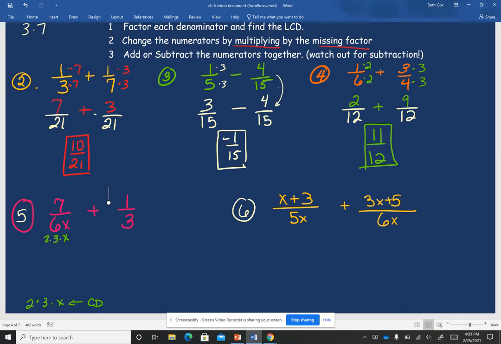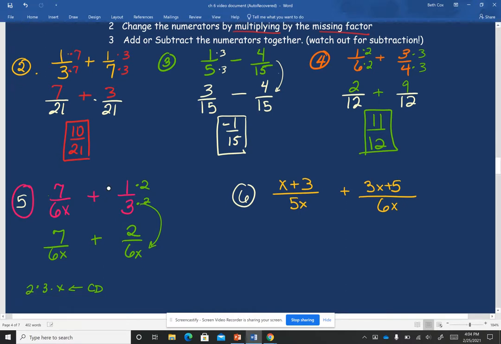This is my common denominator. Okay, so since the common denominator is 6x, then I'm not missing anything here, and so I don't have to change anything. For step 2, I don't have to change anything. Okay, but what's missing from 3 turning into 6 is a 2. So I'm going to multiply this one by 2 on top. 1 times 2 is 2. And then I can add them. 7 over 6x plus 2 over 6x is 9 over 6x.